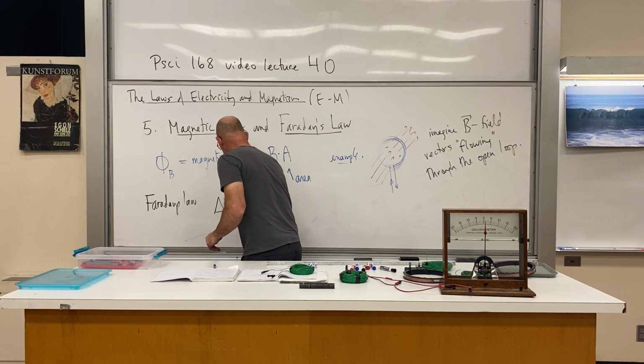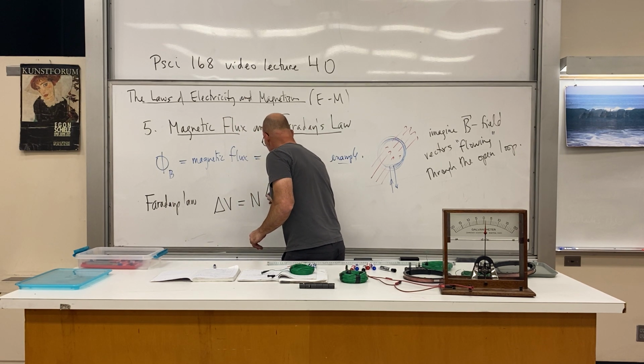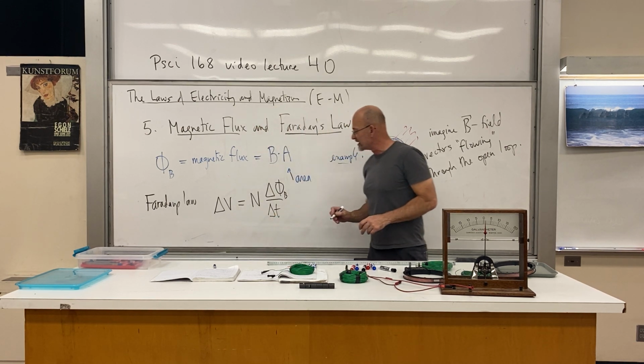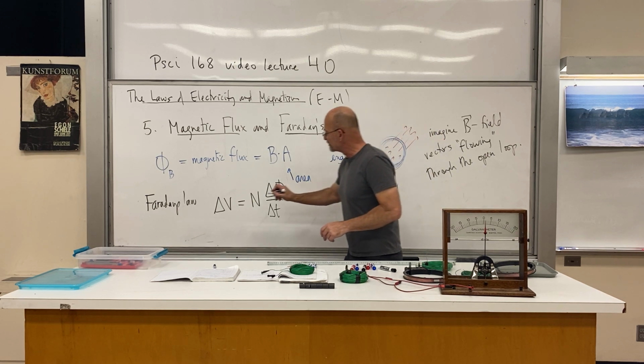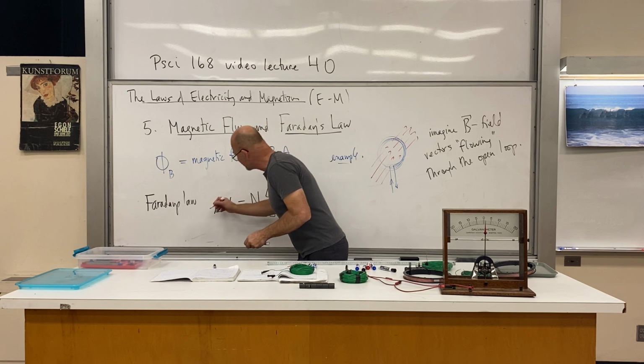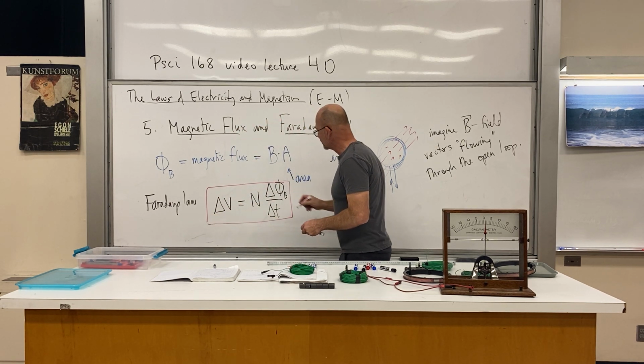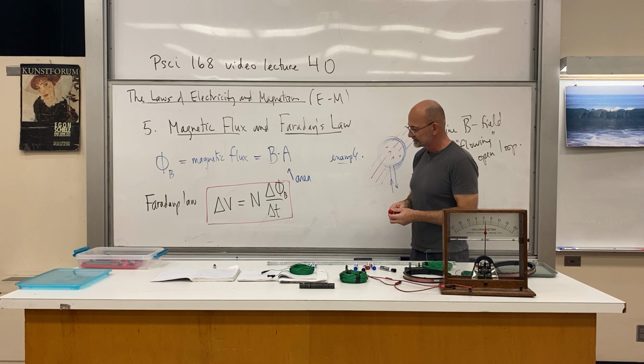Delta V is equal to N delta phi sub B divided by delta T. Okay, this is a derivative type of thing, but we don't have to know calculus to talk about it. So I'll frame this in a red box, and then we'll have a look at what this means.